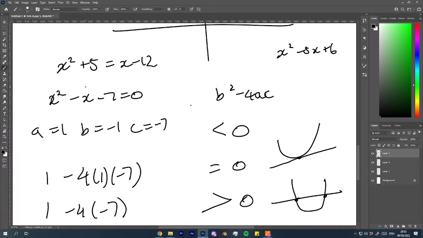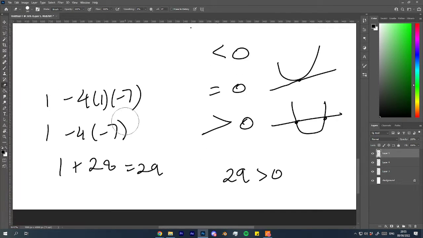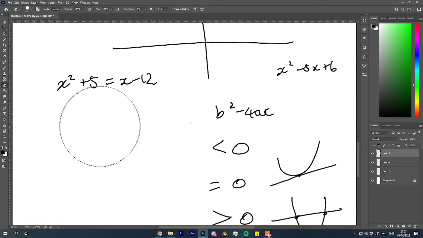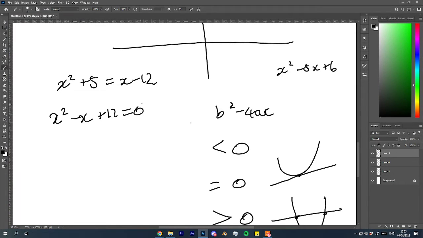Let's check this again. 5 minus 12 is minus... this is why. This is supposed to be plus 12. No, not minus 12. It's alright, but I went wrong as well. Okay, so I went wrong up here. I'm supposed to subtract x and then add 12. So this should be minus x plus 17. There we go. Now let's try it again.